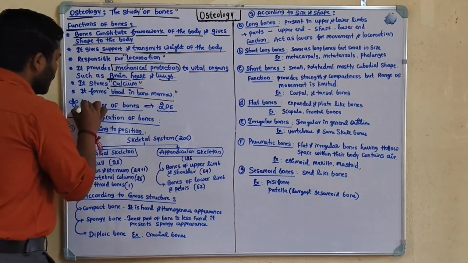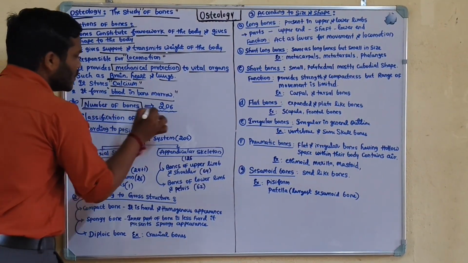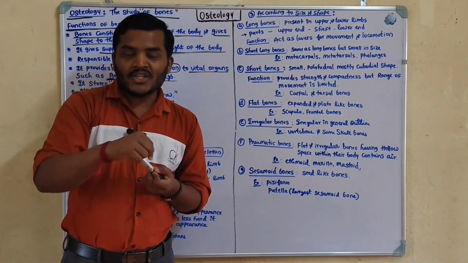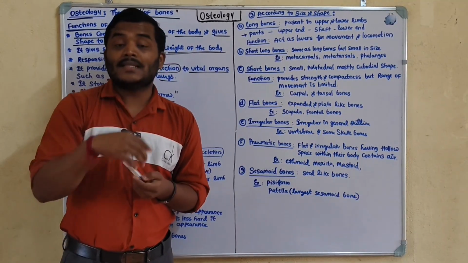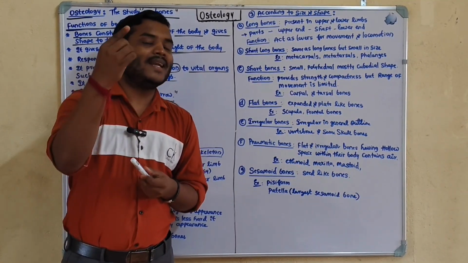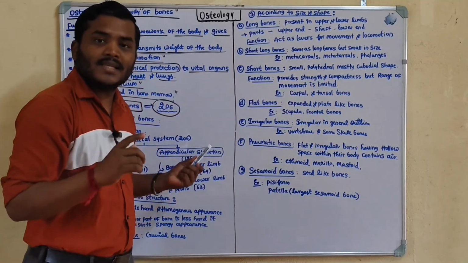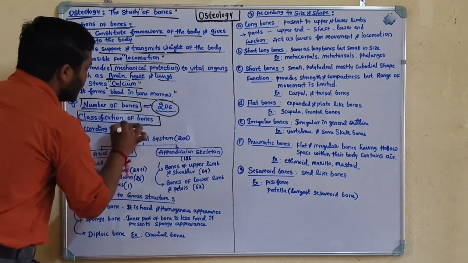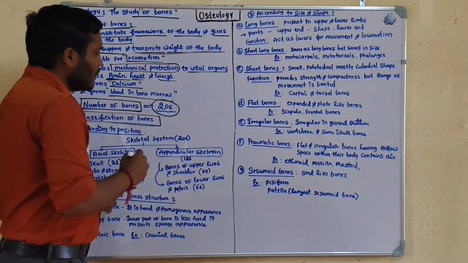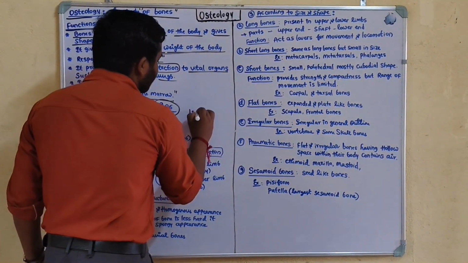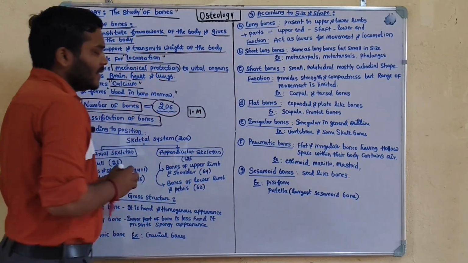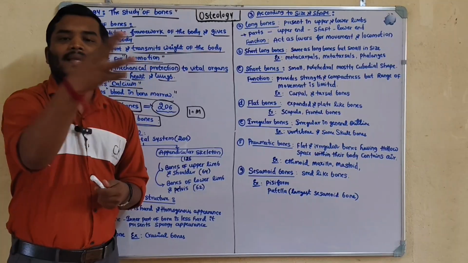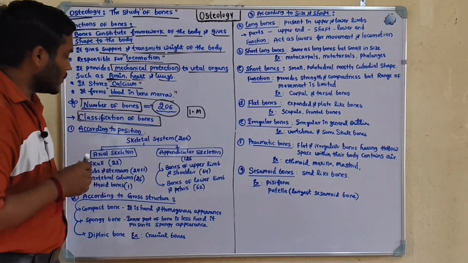Now, in modern science, the total number of bones is 206. How many? 206 bones are mentioned in modern science, but Acharya Shushruta mentioned 300. That is according to Ayurveda. This is modern science. Now we discuss classification of bones in detail. This is very important, and it is a 10 marks question: classification of bones and explain any one bone.